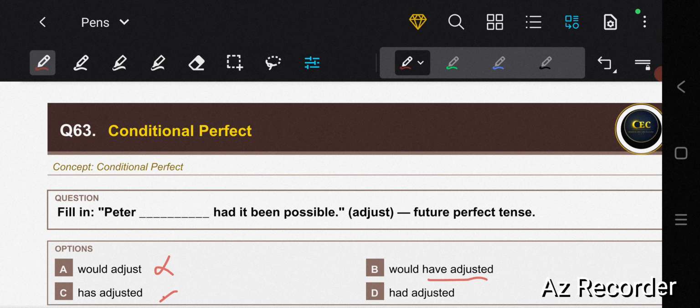They are having three types of the perfects. One is present perfect. Another is past perfect. And "would have adjusted", this one is the conditional perfect: after "would", "have" and V3. So this one is the correct option for the question. That is the conditional perfect, but future perfect, no, it should not be. So option B is the correct one for the conditional perfect.